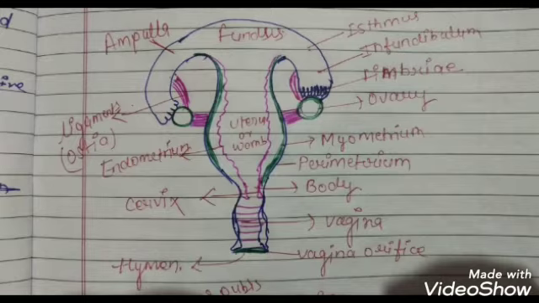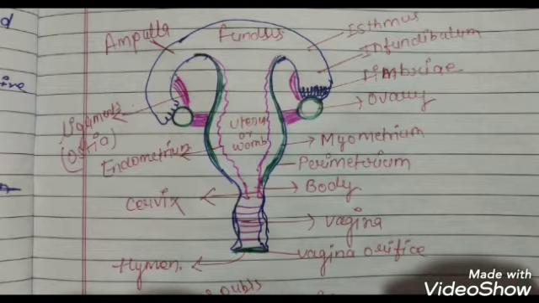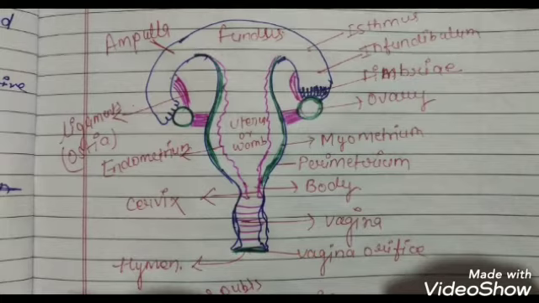The cervix has a cavity called the cervical canal, which along with the vagina forms the birth canal. Vagina is the only part which receives the spermatozoa during insemination and serves as the birth canal.